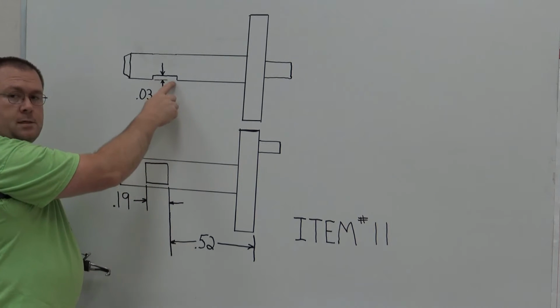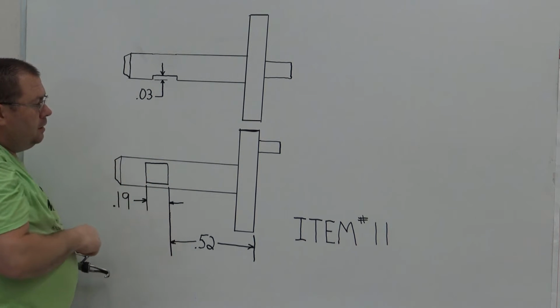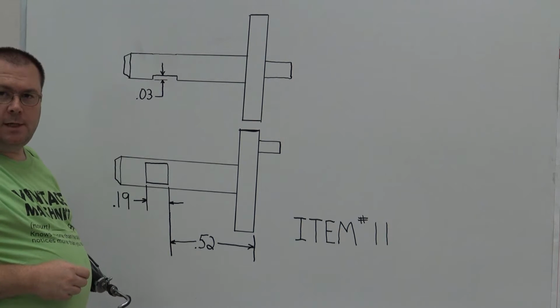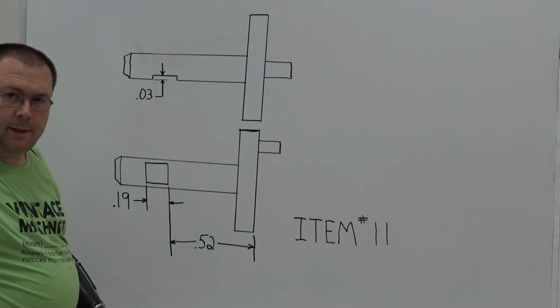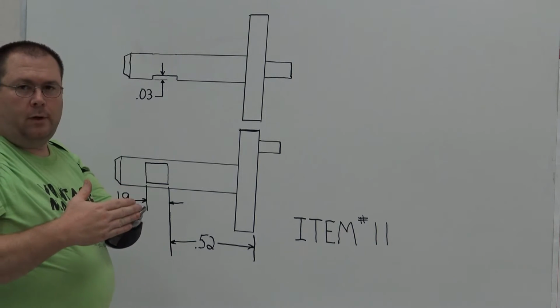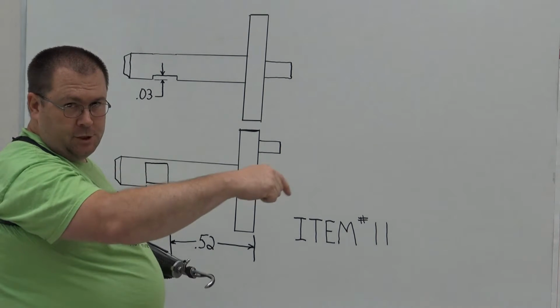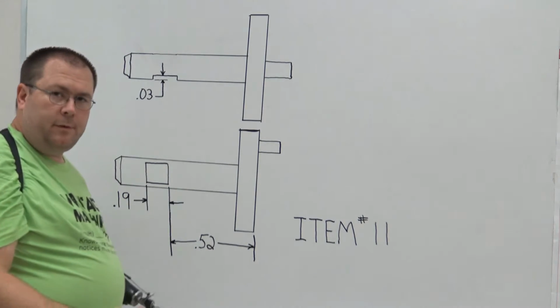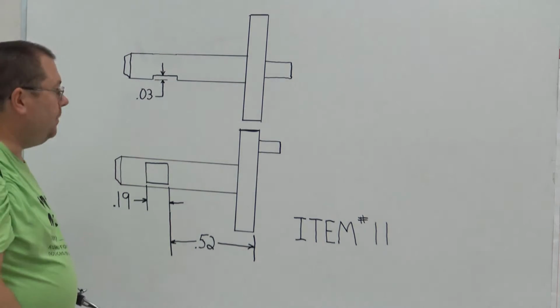If you look at this part, the only thing that we have left to do on it is to machine this flat on there. So you should know already what kind of tool we're going to be using to machine that flat on. It's definitely not a drill bit, right? Because a drill bit has a point on it and it doesn't machine side to side. We're going to use an end mill.